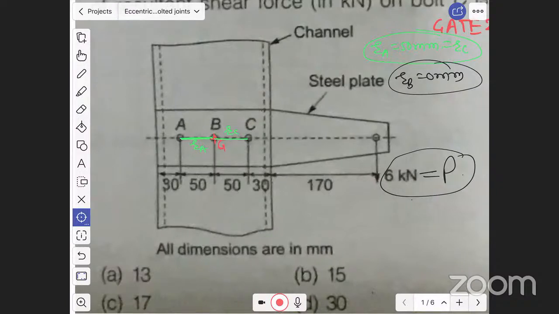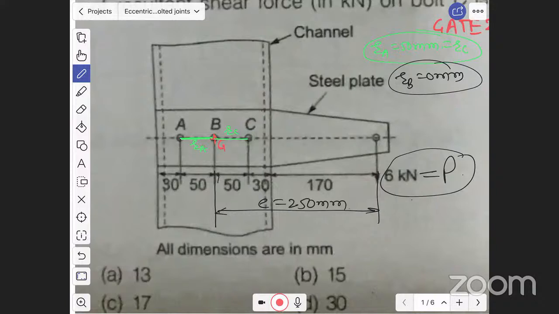Therefore, from G, what is the distance of 6 kilonewton? That we can say 50. See this much distance. We can say eccentricity, which is nothing but 50 plus 30 plus 170, which is nothing but 250 mm. Therefore, eccentricity given is 250 mm.